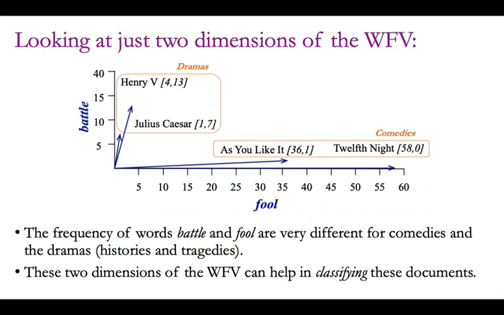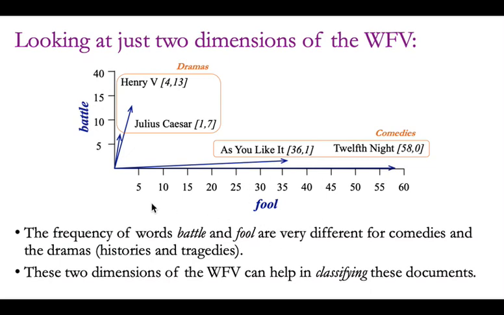If we take those word frequency vectors for these 4 plays and focus on just 2 different words, which are just 2 dimensions out of 30,000, battle is 1 dimension and fool is the other. If we look at those vectors in just those 2 dimensions, you see a big difference between 2 classes, the class of dramas and the class of comedies. Dramas have a high frequency of battle and a low frequency of fool. Comedies have a high frequency of fool and a low frequency of battle. Fair enough.